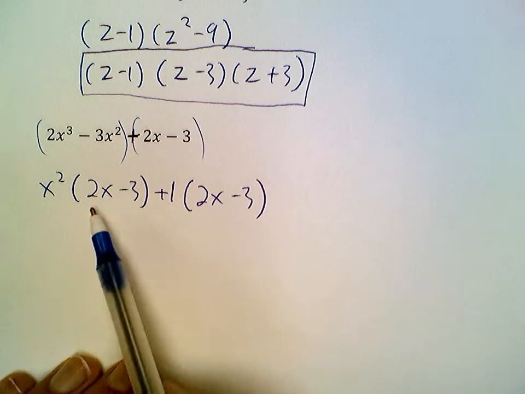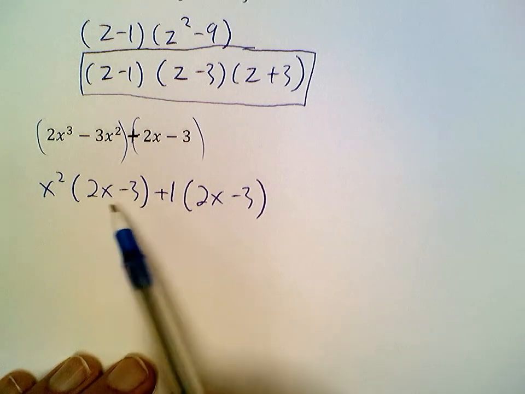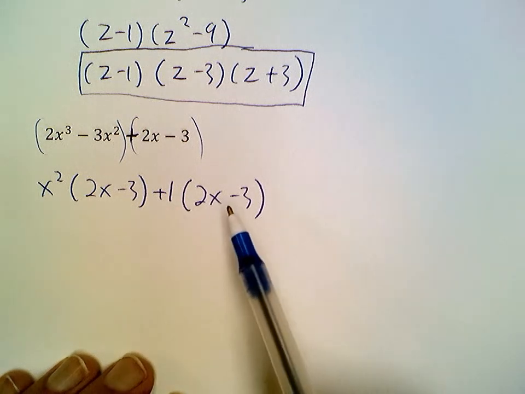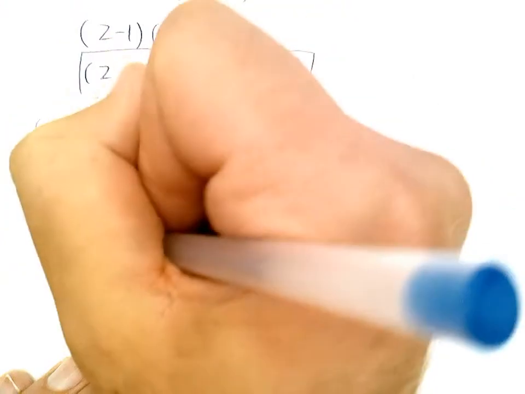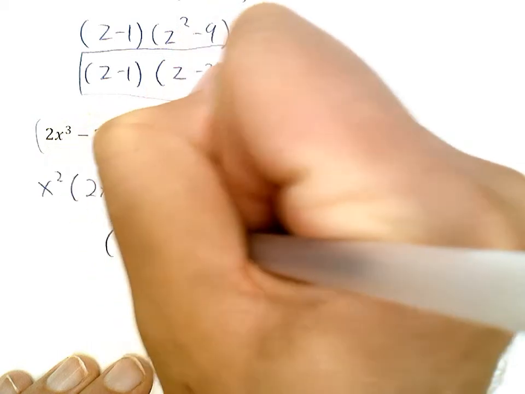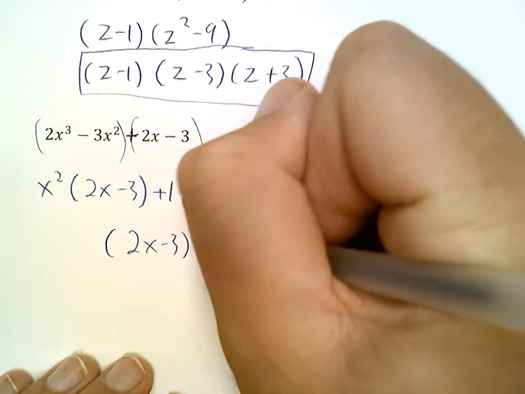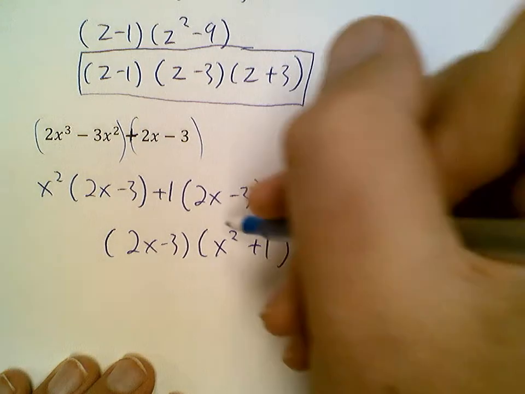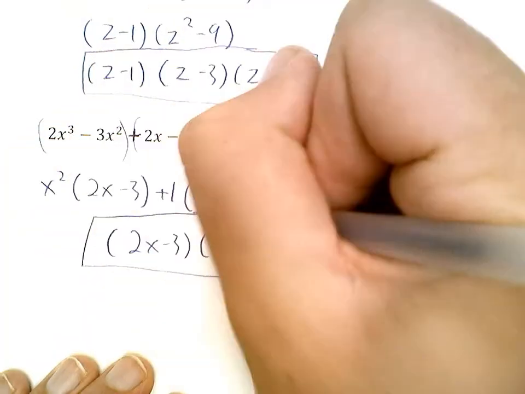You'll notice that 2x minus 3 was already what this parenthesis was, so just factoring out a 1 will be perfect. So now I can take out the 2x minus 3 and the 2x minus 3, leaving me with 2x minus 3, and the leftover is x squared plus 1. And I am done.